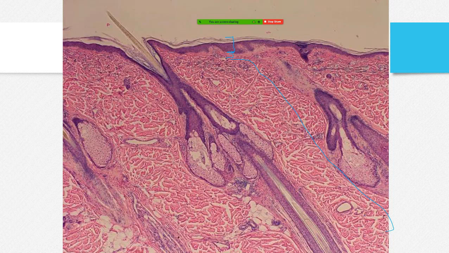But the reason I bring this up is because of a few things. One is you can see these glands here. And with these glands, you don't actually see the duct, but they do have ducts that go to the surface of the skin. So what glands are these then called?